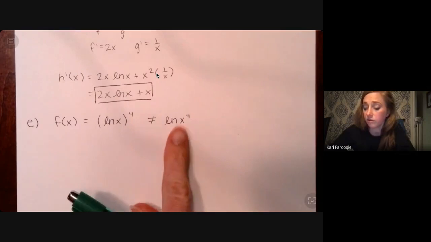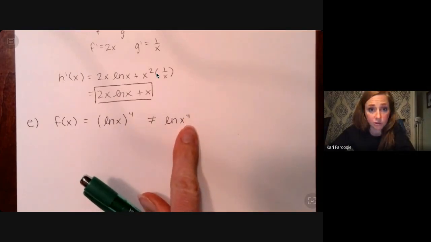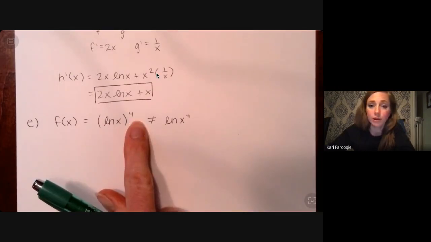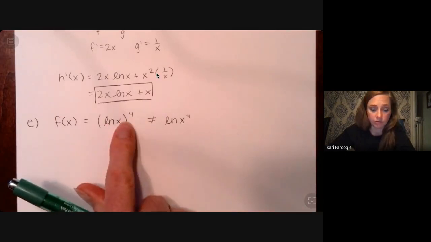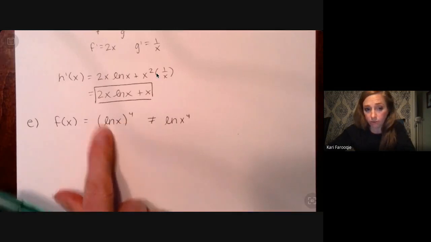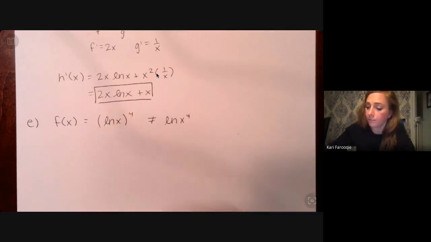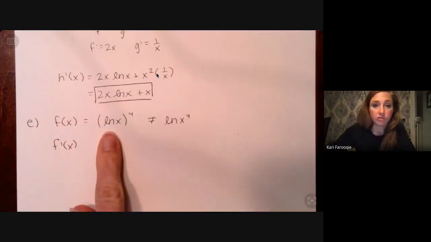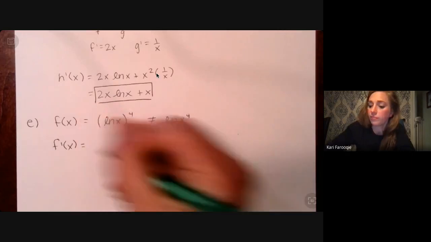In this case, only the x is being taken to the fourth power. But in our case, we're taking the entire natural log to the fourth power. So we don't actually have a case where we can use the power rule for logarithms here. But we can use the chain rule with the general power rule. So to take the derivative, we're going to treat this just like it was x to the fourth, and then we'll chain on the derivative of the inside function.